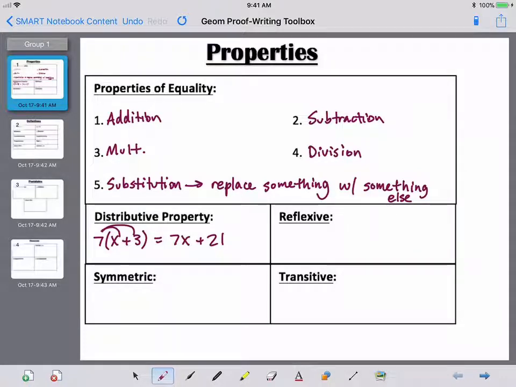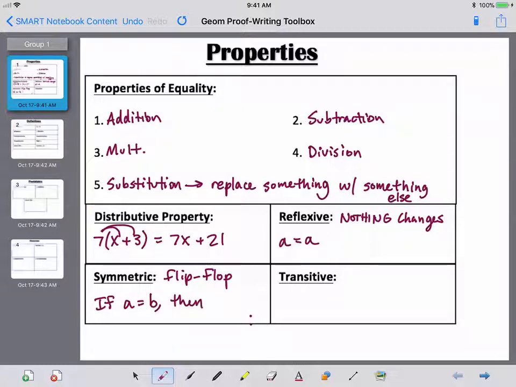The reflexive property was a property where nothing changes. So if you have 2 things that are exactly the same, that's the reflexive property. And in our notes earlier in this chapter, we talked about A equals A as an example of that. So it's just when nothing changes. The symmetric property is sometimes, you're going to hear me say flip-flop property. What that looks like is if you have some A equal to B, then you can flip-flop those and say B is equal to A.